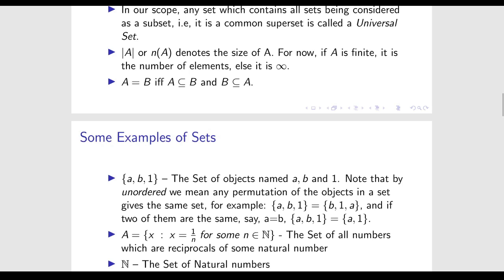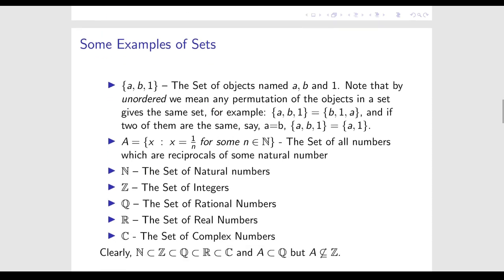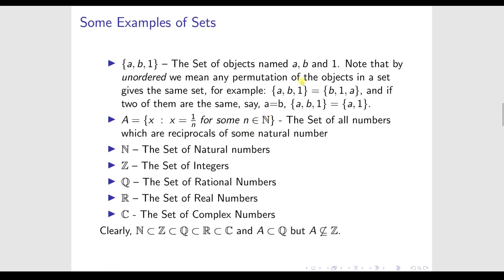Now here are some examples of sets. Consider this set, consisting of a, b and 1, the set of objects named a, b and 1. Note that by unordered we mean that any arrangement or permutation of the objects within the set gives us the same set. For example, {a, b, 1} is equal to {b, 1, a}. There is no difference. Also, if two of them are the same, say a equal to b, then {a, b, 1} is {a, 1} because a and b are not distinct.